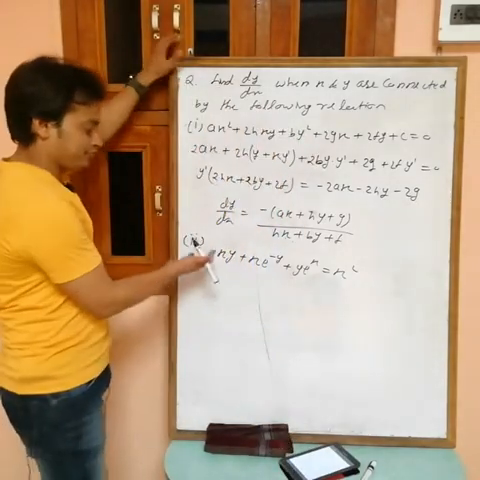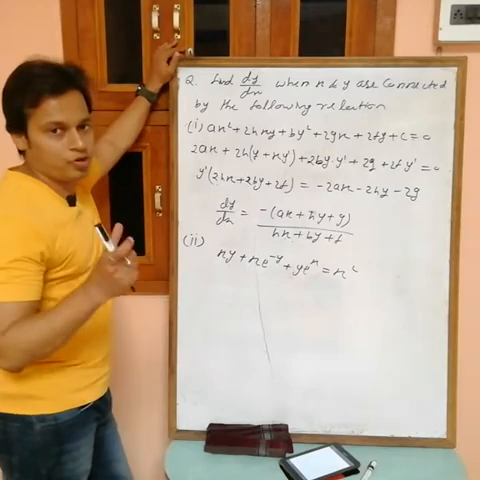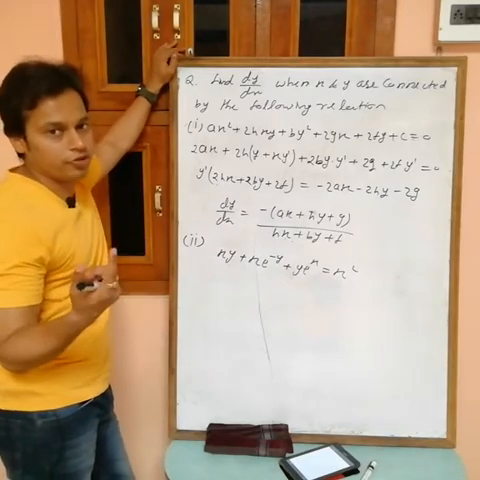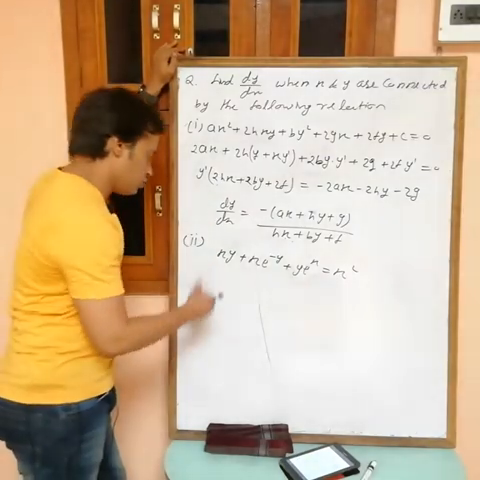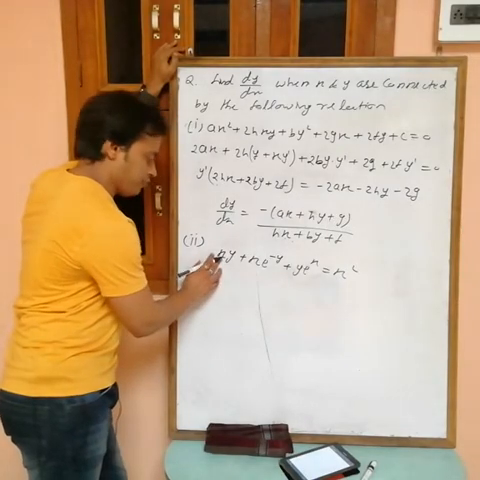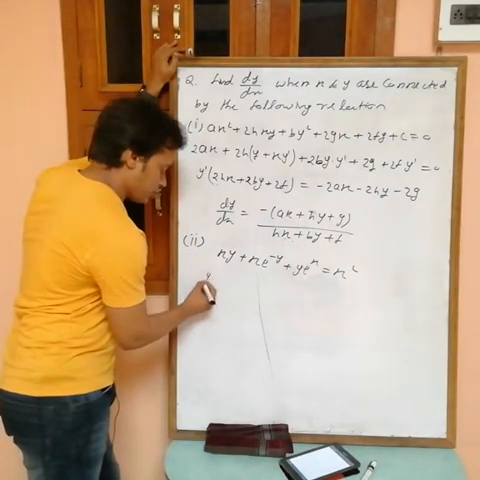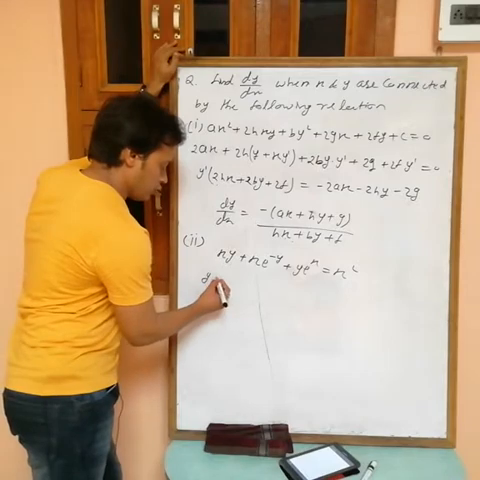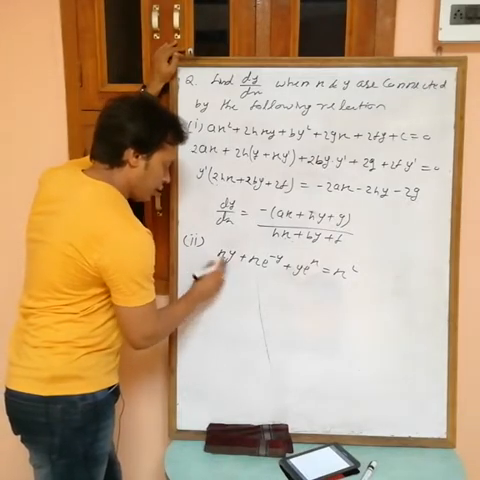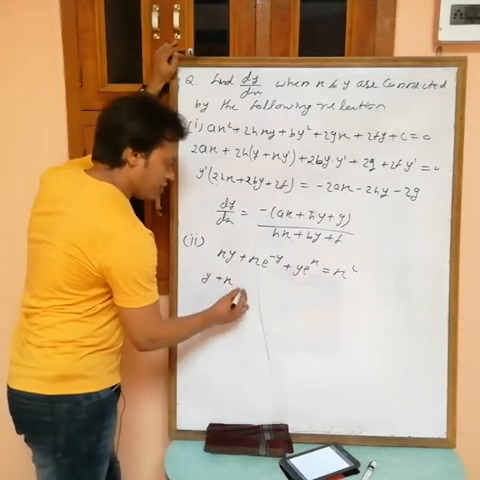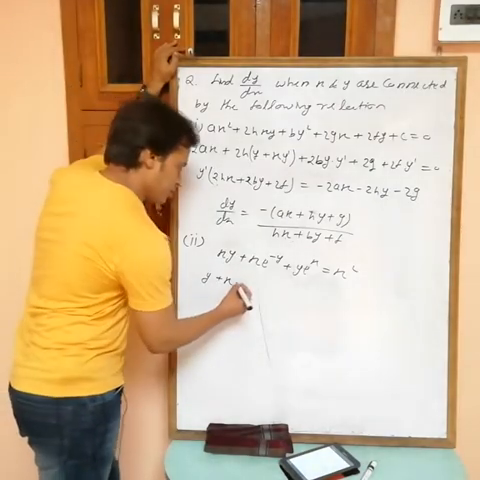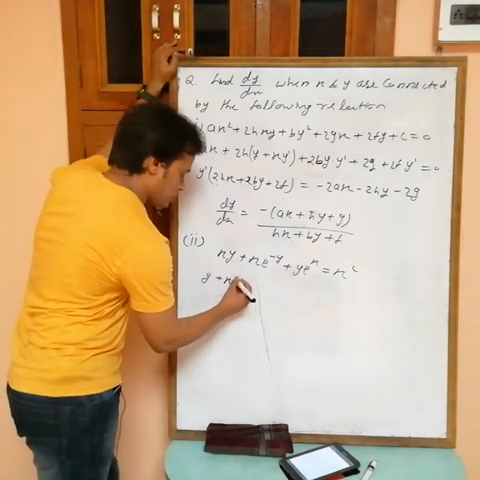Now again see, x into y, a product of two functions. At a time you can differentiate only one function. So first we will differentiate x, then y remains constant. Differentiation of x is 1, 1 into y is y. Now x remains constant and differentiation of y is either y dash or dy by dx. I am writing dy by dx.